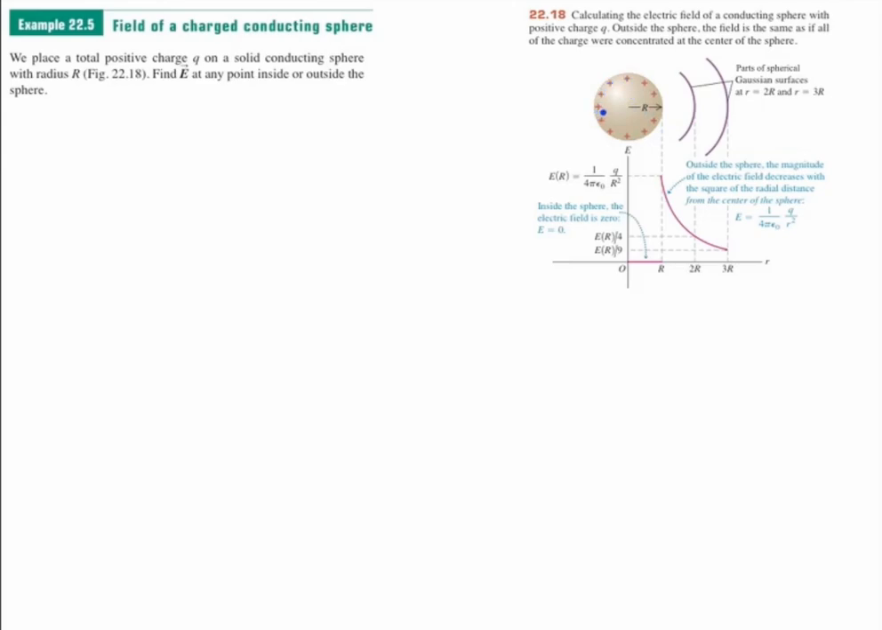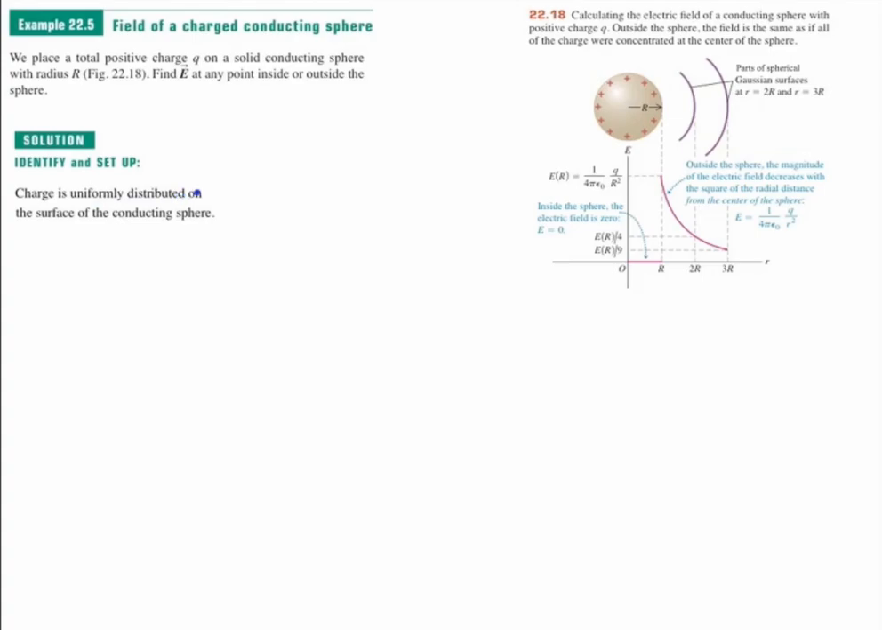We want to calculate the electric field at all points in space, namely outside the conducting sphere, at the surface of the conducting sphere, and internal to the conducting sphere, again using Gauss's law. So our assumptions are that the charge is uniformly distributed on the surface of the sphere.